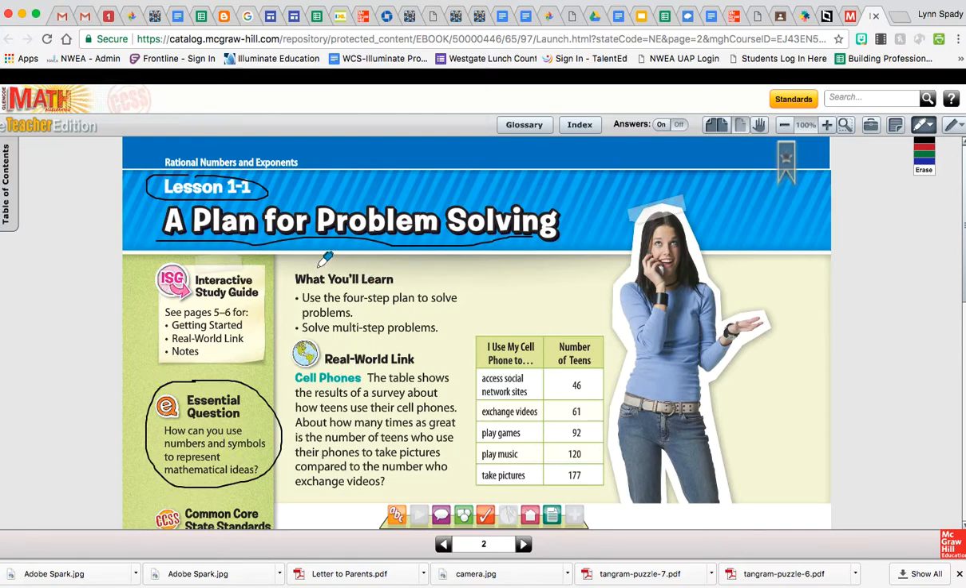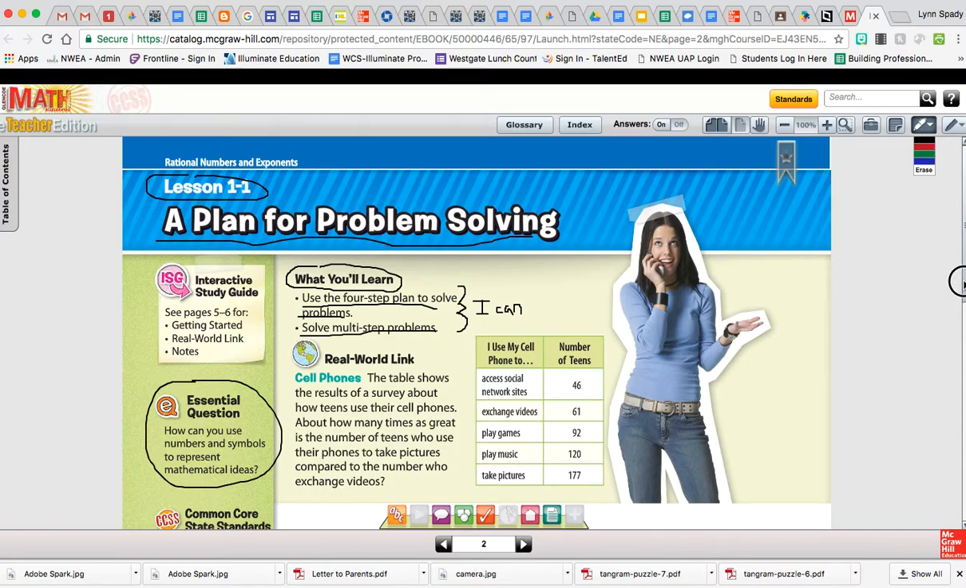Also at the top of each of your note sheets are the what you'll learn statements. In this lesson, you'll be learning the 4-step plan on how to solve problems, and you're going to be able to solve multi-step problems. I have changed both of those what you'll learn statements into I can statements, and so the way that will read is I can use the 4-step plan to solve problems, and I can solve multi-step problems.